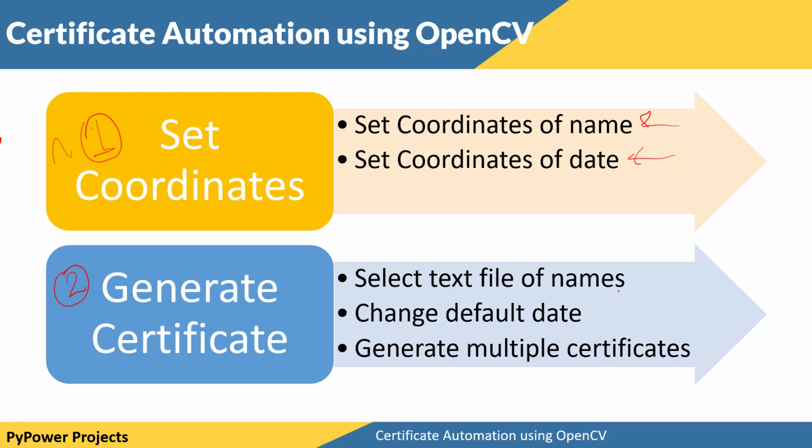Here you have to select the text file of the names. The names of the participants you have to store in a text file, and you have to give this text file as an input. Change the default date, I have set one default date. You have to change that date according to your requirement. And third, on clicking just one button, multiple certificates with the file name as the participant name will be stored in a digital format in a single folder.